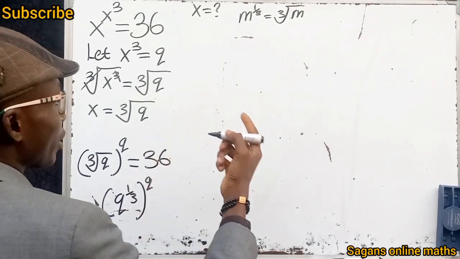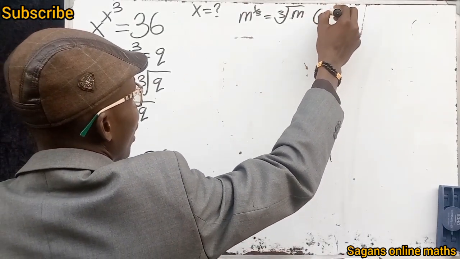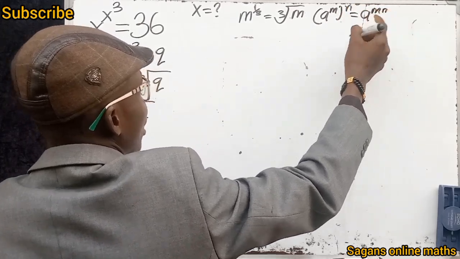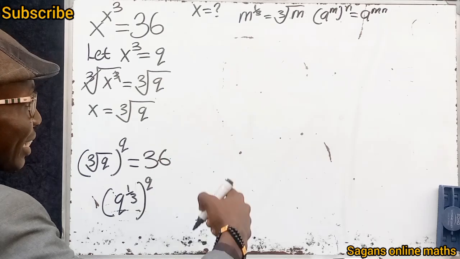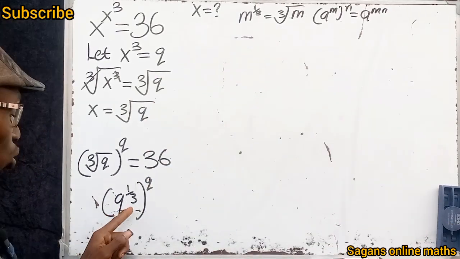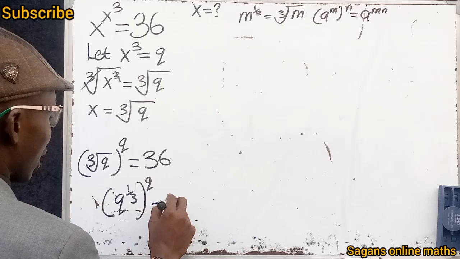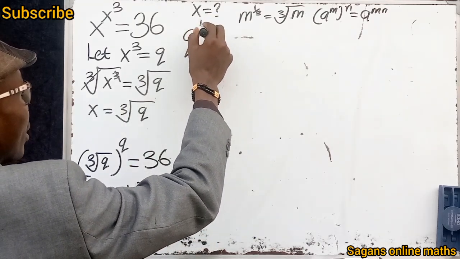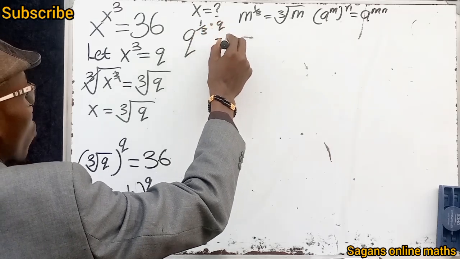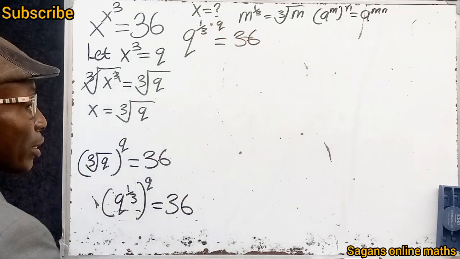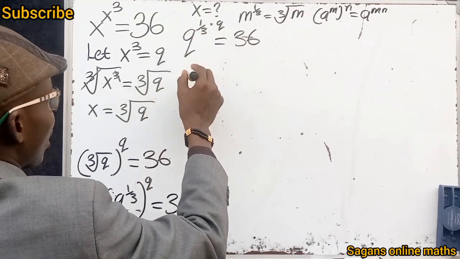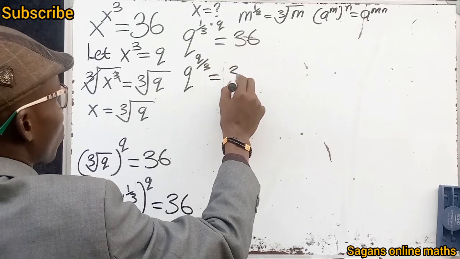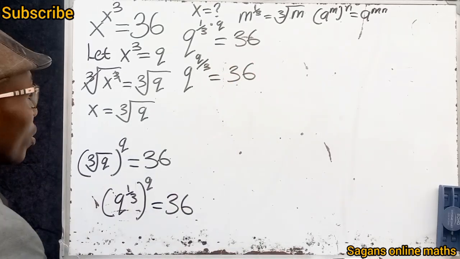Now remember that another property of indices says that if we have a raised to the power of m, all raised to the power of n, is equal to a to the power of mn. You can see the index inside the parenthesis multiplies the index outside the parenthesis. So this is what we're going to do here. So all this equals 36. That means Q to the power of 1 over 3 multiplied by Q is equal to 36 by obeying the properties of indices. Now 1 times Q is Q, so Q raised to the power Q divided by 3 equals 36. Wow, this is amazing.